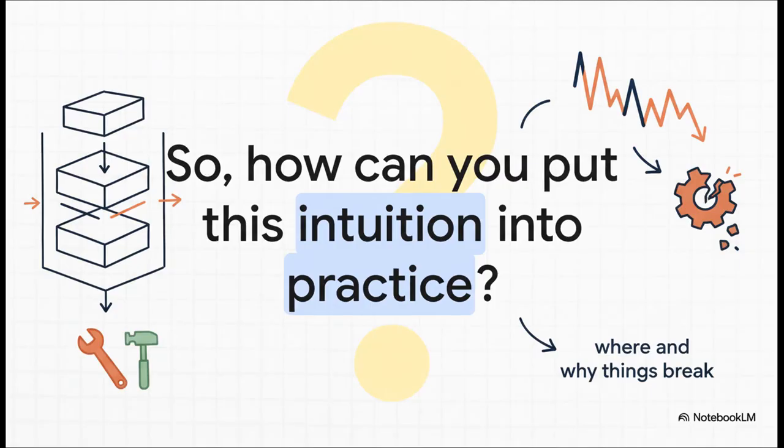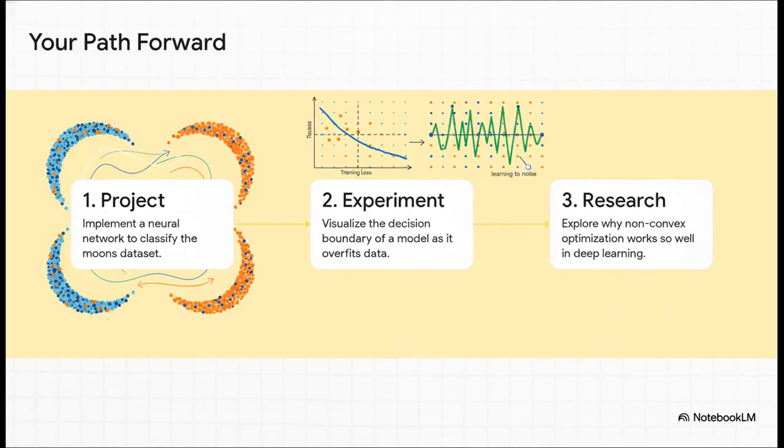Theory and intuition are amazing, but the only way to really make this understanding stick is to build, to experiment, and to see for yourself where and why things break. So here is your path forward. Start with a project. Build a network to separate that 2 moons dataset, and just watch it learn to bend space. Then, run an experiment. Train a model into total oblivion, and visualize its decision boundary as it starts to overfit to pure noise.